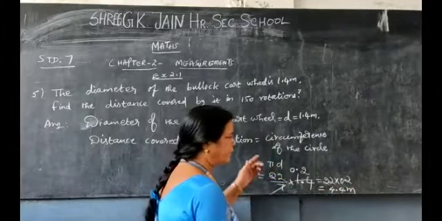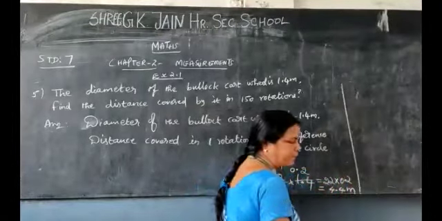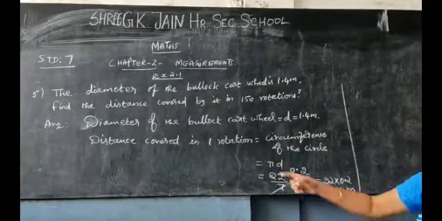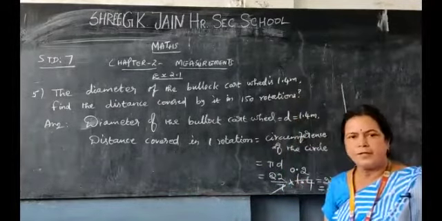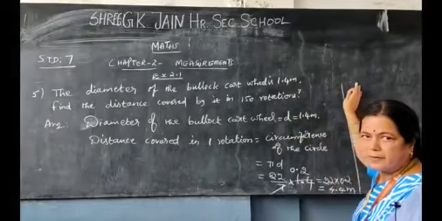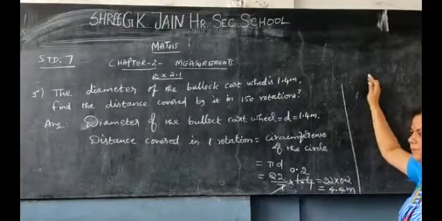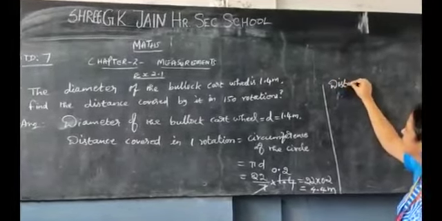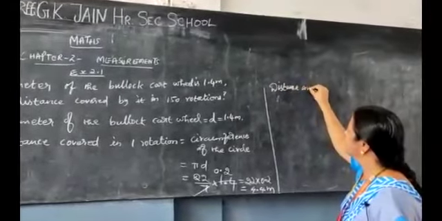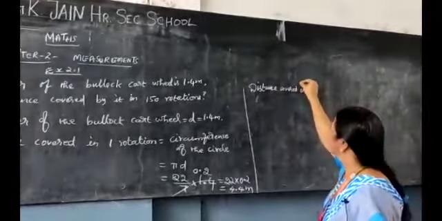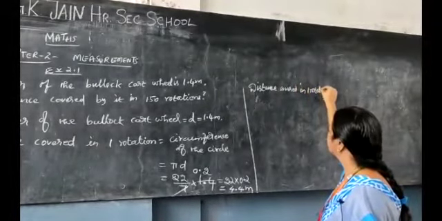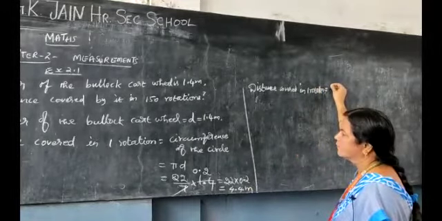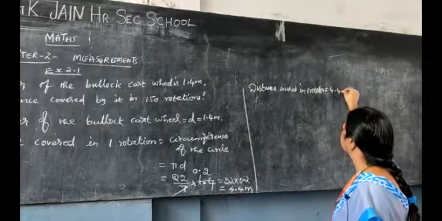Okay, children. Now we know the distance covered in one rotation. Now we are going to easily find out the distance covered in 150 rotations. We will see the sum continuation here. See here, distance covered in one rotation equal to how much we got? 4.4 meter.